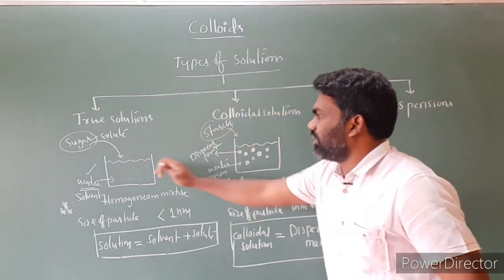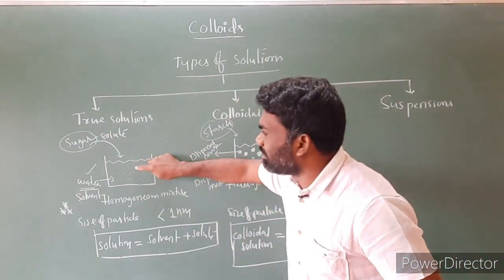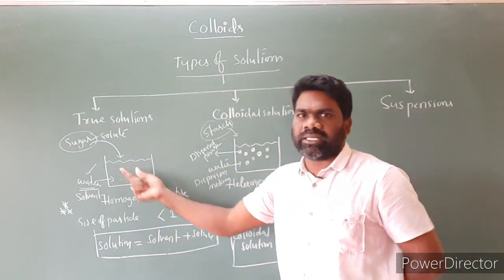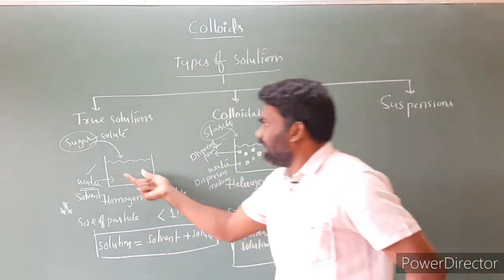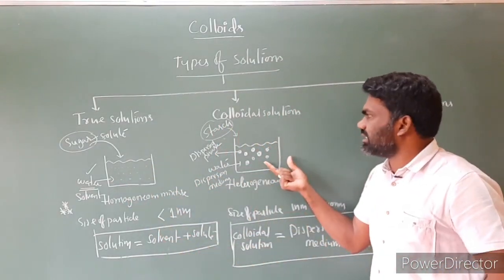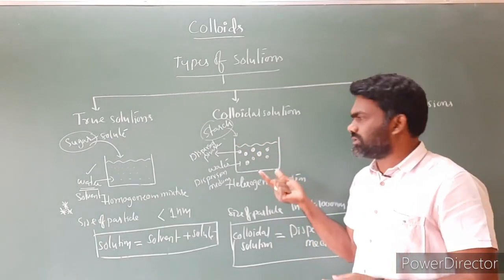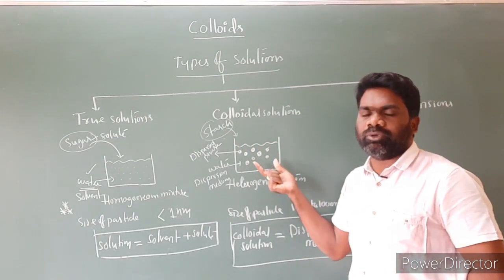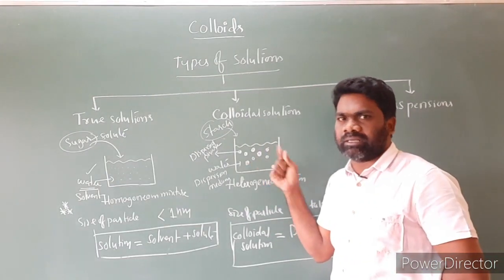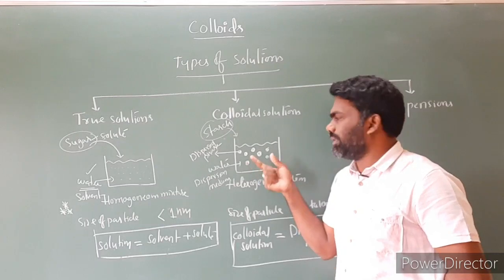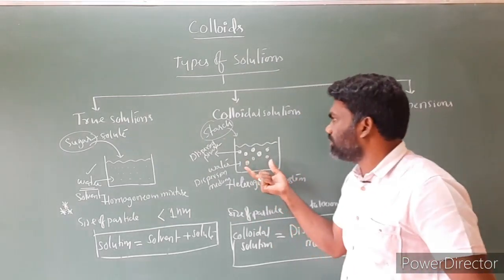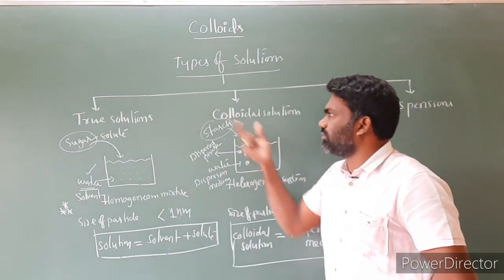But an important point, we have to compare these two solutions. Here the sugar particles we cannot see with our eye, because the particle size is less than 1 nanometer. In the case of starch, we also cannot see the particles with our eye, but we are able to see them with an ultramicroscope or by using light. So by using light or an ultramicroscope, we are able to see the particles in this colloidal solution.